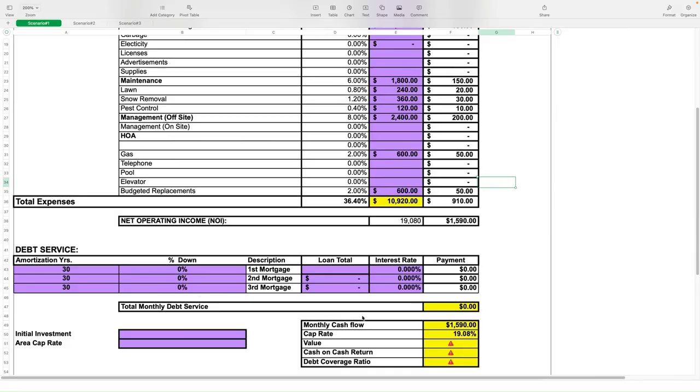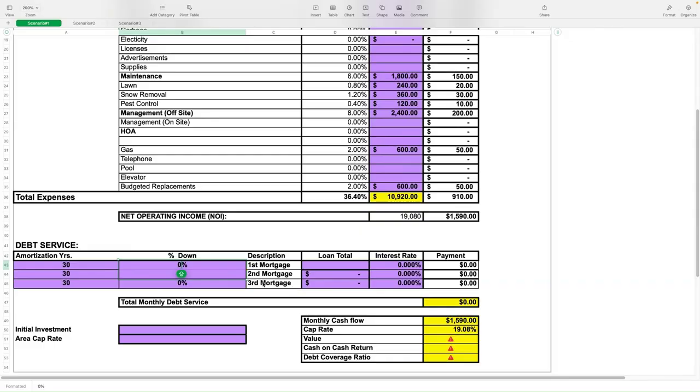Now, this section right here will determine how much cash flow you will get, okay? So it's the net operating income minus the mortgage payment, which will equal your cash flow. So these next 2 sections are important because they determine how much cash flow you will receive after all expenses are paid, including the mortgage. So right here is debt service.